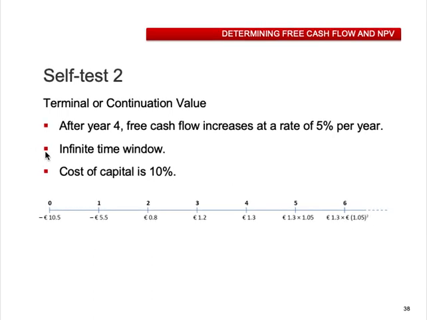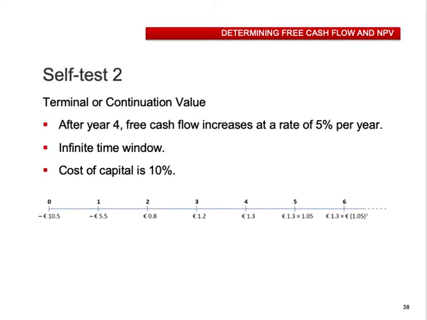Furthermore, this project Mars Landing has an infinite time window, which means that the underlying cash flow is not limited to 6 years. The underlying asset is also producing a cash flow until infinity. So it is not limited to 6 years, but the asset will produce a cash flow forever.